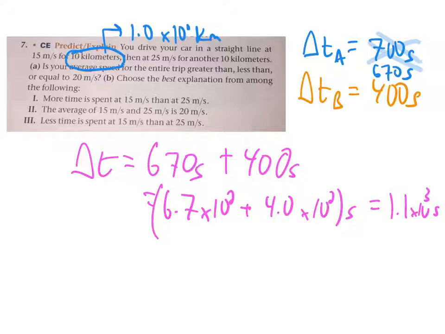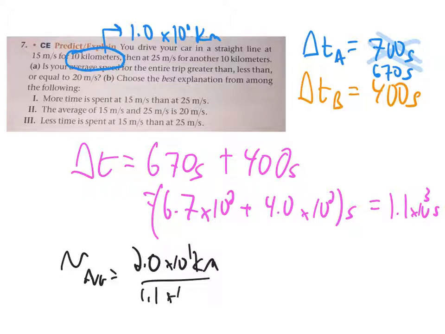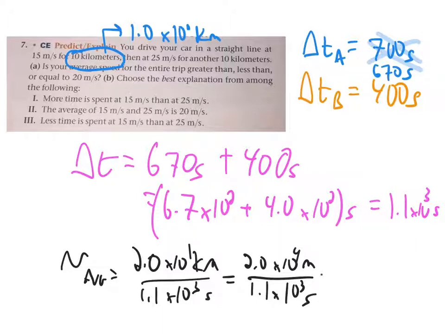But now when we do our division, the average velocity is 2.0 times 10 to the 1 kilometers over 1.1 times 10 to the 3 seconds, which would be 2.0 times 10 to the 4 meters over 1.1 times 10 to the 3 seconds. This turns out to be 18.2 meters per second, but now we round to two significant figures and we get 18 meters per second, which is clearly less than the 20.